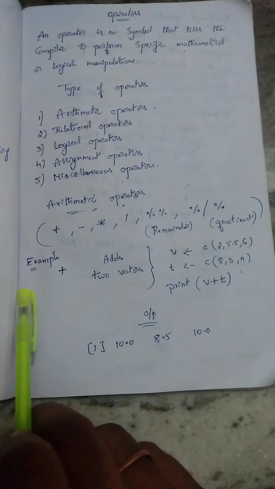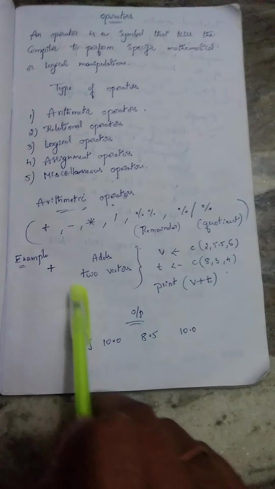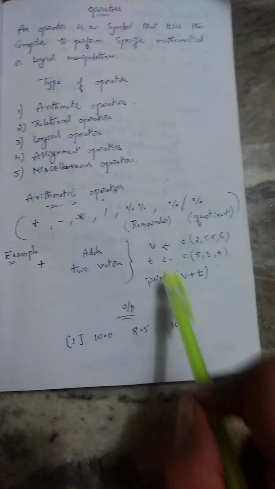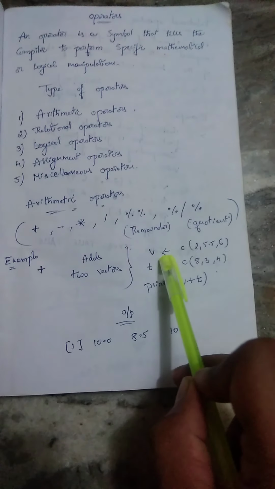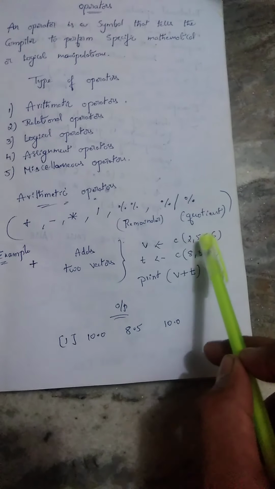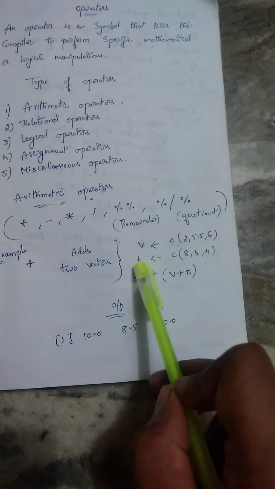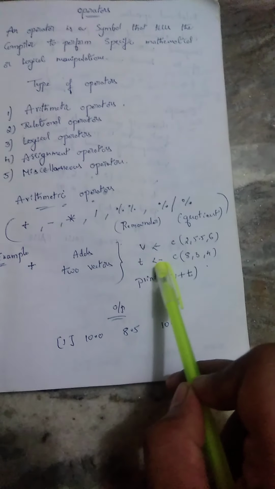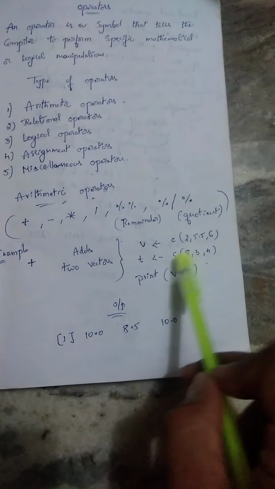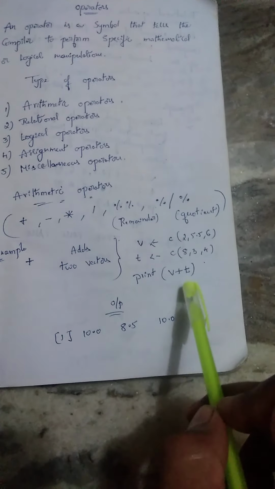Therefore, I will give a single example within these operators. We are taking an addition, adding two vectors. This is the v vector, assigned with the prompt symbol with the help of the c function, combining the group of elements 2, 5.5, 6, and we are taking another vector t, with the c function having elements 8, 3, 4.